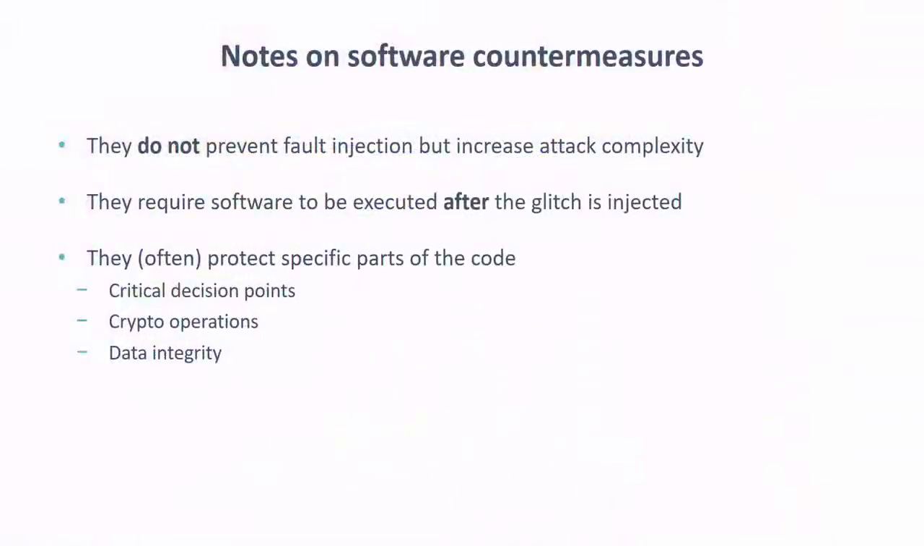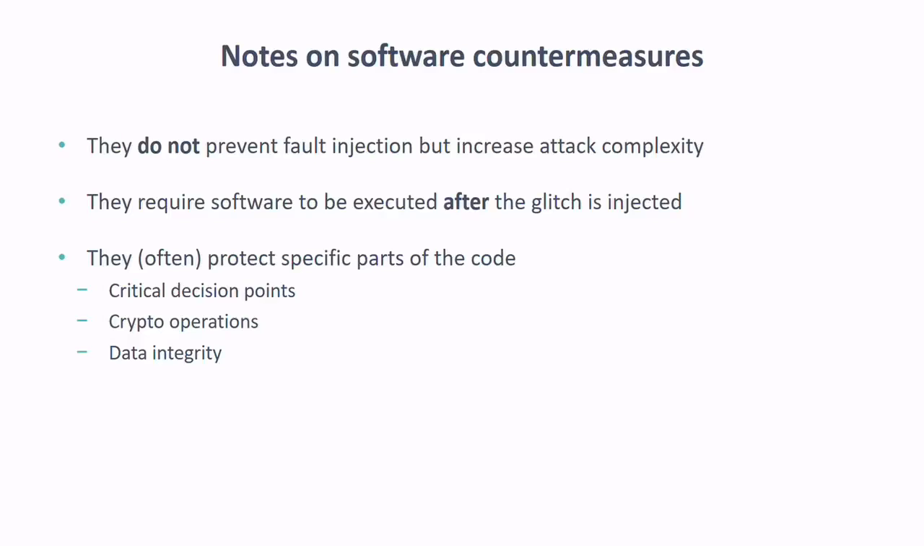I would like to emphasize a little bit more on the software countermeasures because that's important for the rest of the presentation. We know now they do not prevent fault injection, but they increase the attack complexity. But the key point here is that if you want to counter something by software, this software needs to be executed. So from the moment you inject the glitch, you need to wait some time, or there needs to be some room for this software to be executed in order to be effective.